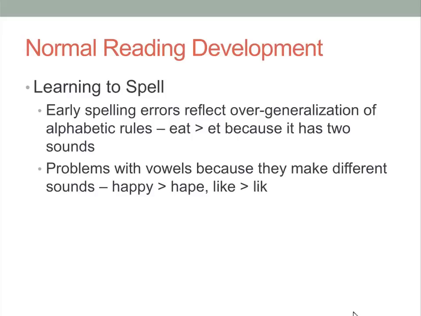And then they have some problems with vowels because they're expecting the vowel to make a sound. So happy, that Y is not a Y like boy, so they spell it HAPE, because that would be hap-E, let's throw an E on the end. And like often becomes LIK because the E at the end of like does not have a particular sound, it's not licky, or likey, so they leave the vowel off. So we do have an issue with vowels, especially because they don't always blend in the way we expect, and then sometimes they're silent.